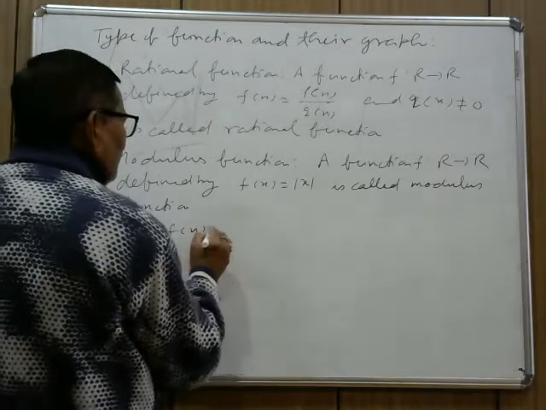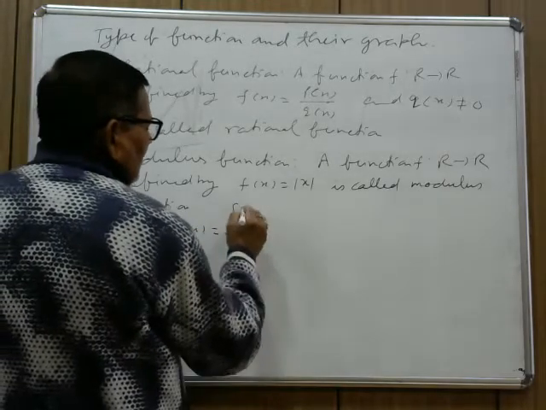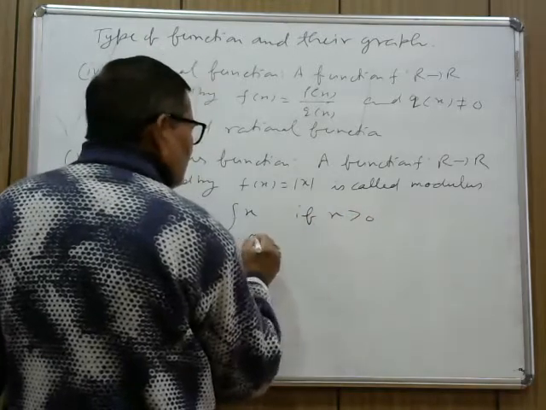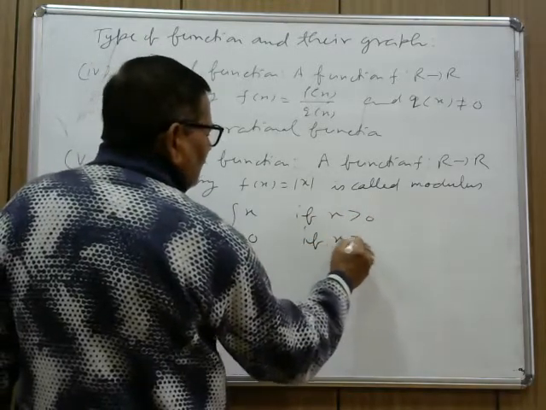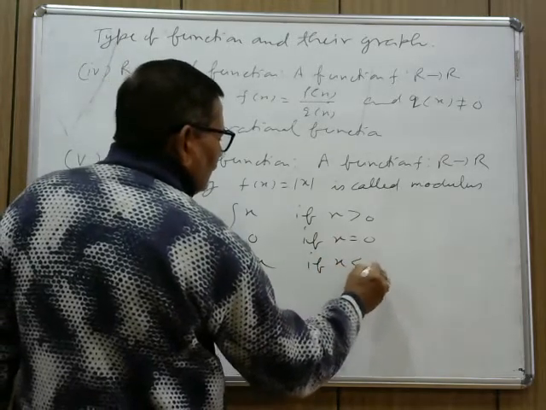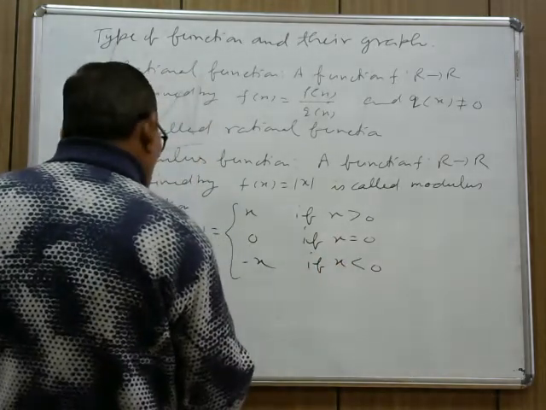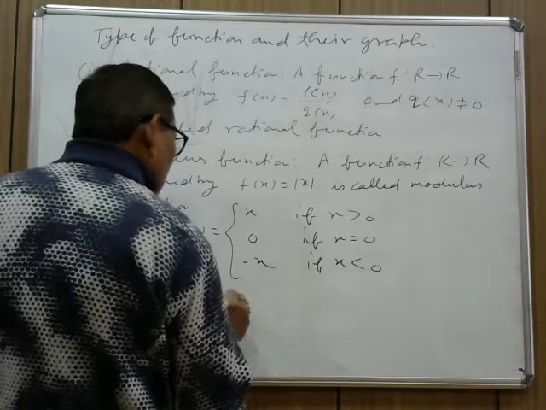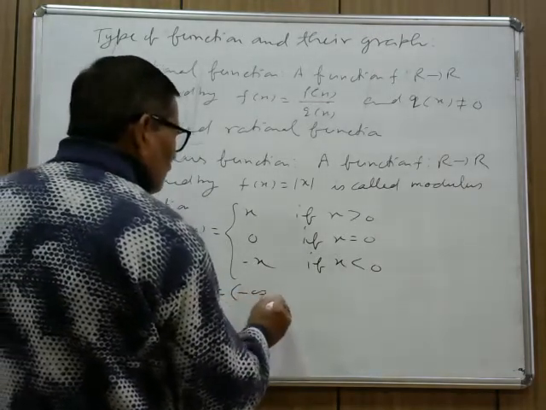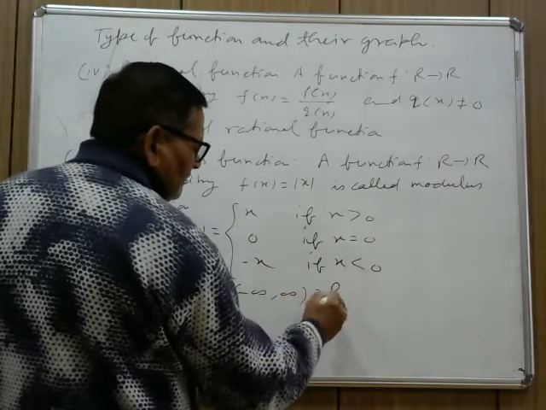Your f(x) is defined as x if x is greater than 0, 0 if x equals 0, and minus x if x is less than 0. The domain of the modulus function is the set of real numbers, minus infinity to infinity, which is R.